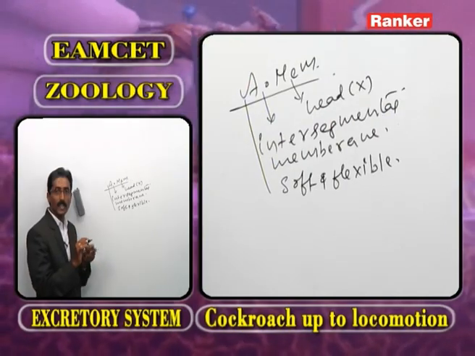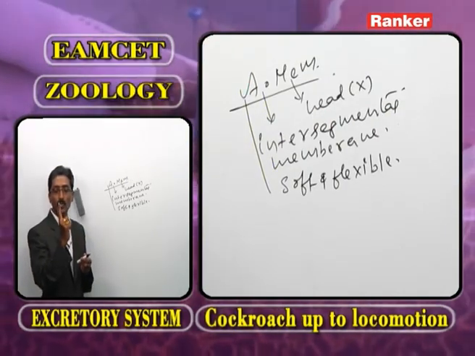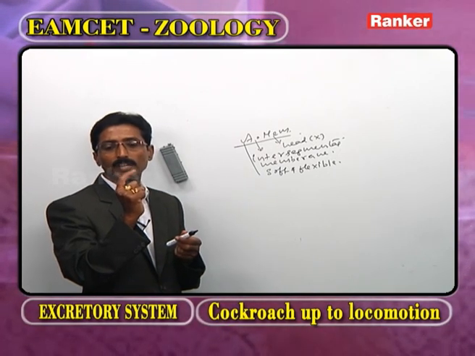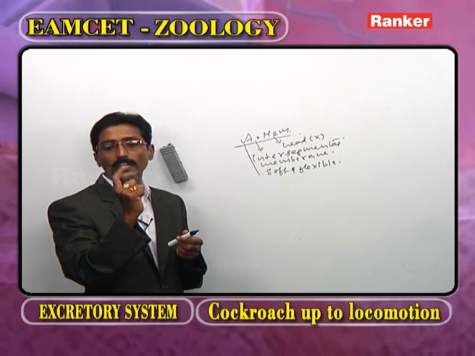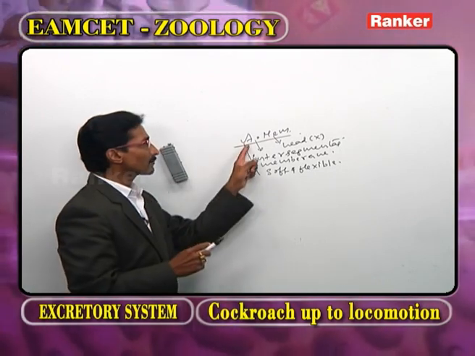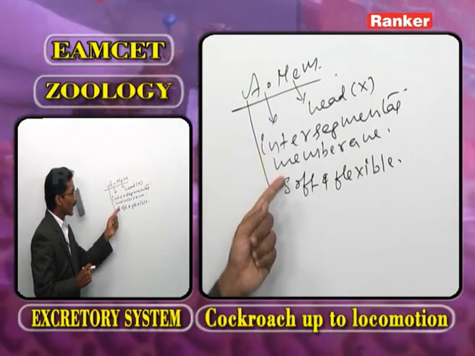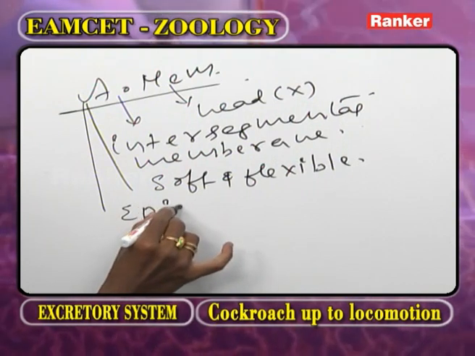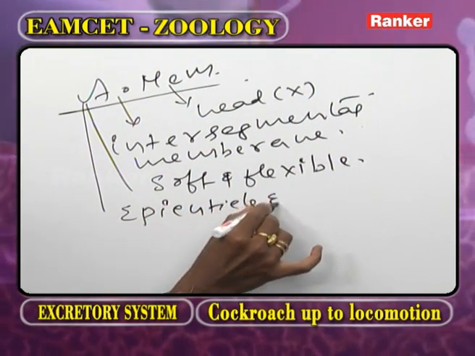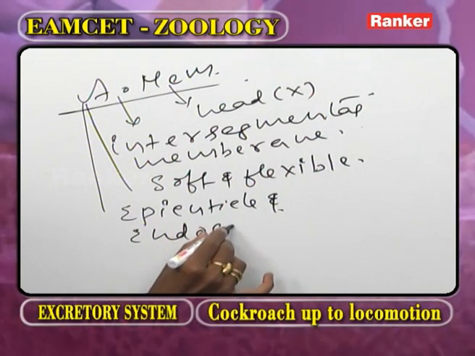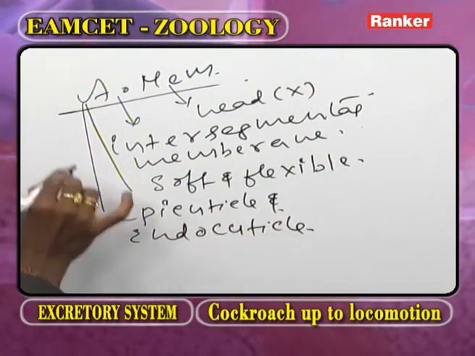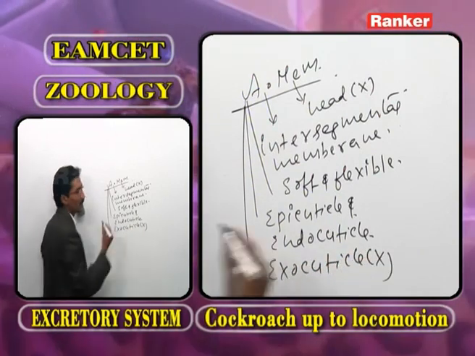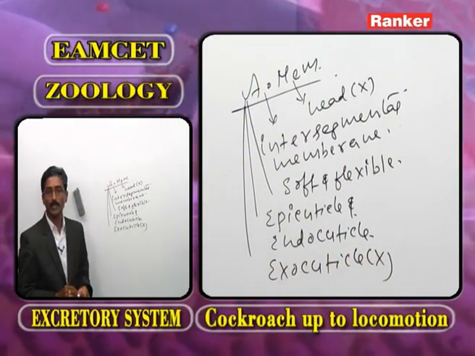Because of the presence of the arthroidal membrane, the body of the cockroach exhibits bending movements. Why does it exhibit bending movements? Because of the arthroidal membrane. Why is it flexible? In the arthroidal membrane, only the epicuticle and endocuticle are present. Now what is absent in the arthroidal membrane? The exocuticle is absent.